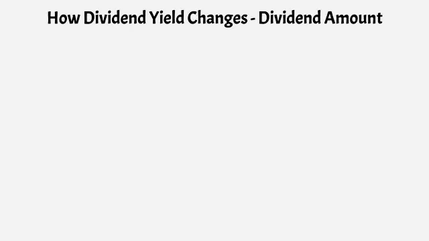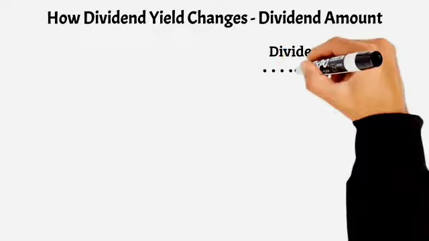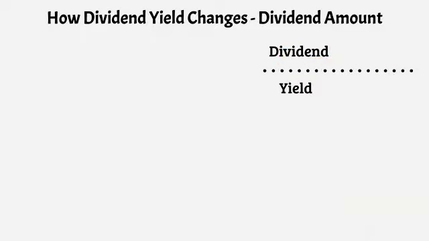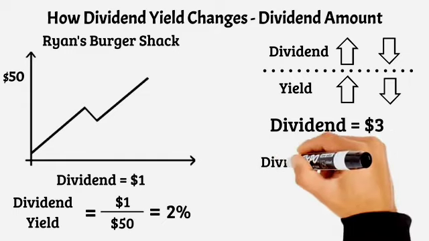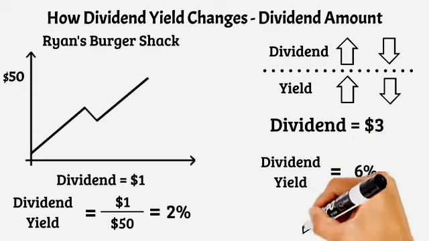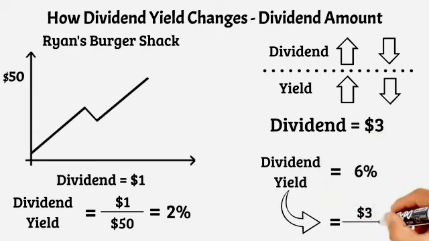The other factor that can affect the yield will be if the company raises or lowers the dividend payment. This is pretty straightforward. If the company raises the dividend, your yield will increase, and if the company lowers the dividend, your yield will decrease. So let's keep going with our example here. Remember, the original price per share is $50 and the dividend payment is $1 for a dividend yield of 2%. If Ryan's Burger Shack now increases the dividend up to $3, you still pay the same $50 a share, but have secured $3 in dividend payments. Here, the yield would be 6%, since 3 divided by 50 would be 6%. More bang for your buck.